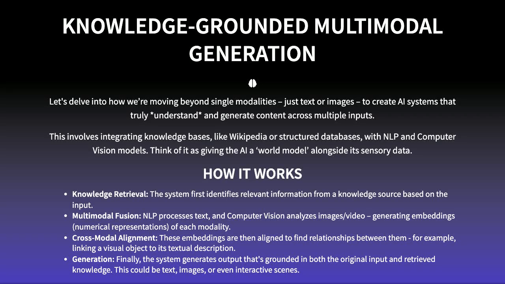Okay, so we're moving past just looking at things with computer vision or reading words with NLP. We're now focusing on building AI that truly understands the connections between them. This technique, called knowledge-grounded multimodal generation, is all about giving these models a world model. It starts by figuring out what information from sources like Wikipedia or structured databases relates to your initial text or image input. Then it combines the data coming in, text and images, and finds how they're connected. Finally, based on this combined understanding, the AI generates something new that's grounded in both the original inputs and the retrieved knowledge. It's like giving the AI context beyond just what it directly sees or reads.